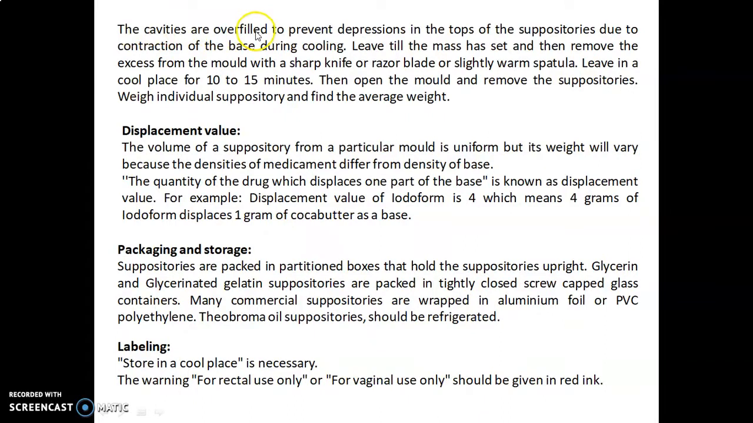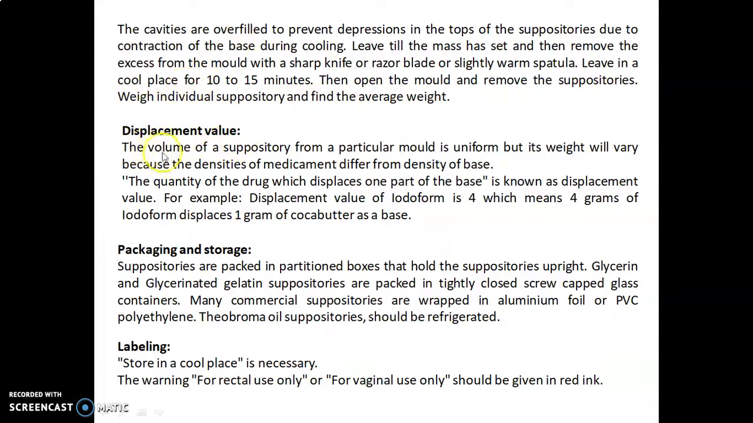The cavities are overfilled to prevent depressions in the tops of the suppositories due to the contraction of the base during cooling. Leave till the mass has set and then remove the excess from the mold with a sharp knife, razor blade or slightly warm spatula. Leave in a cool place for 10 to 15 minutes. Then open the mold and remove the suppositories. Weigh each suppository and find the average weight.